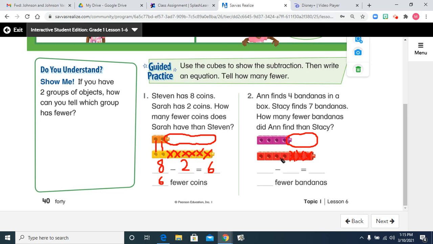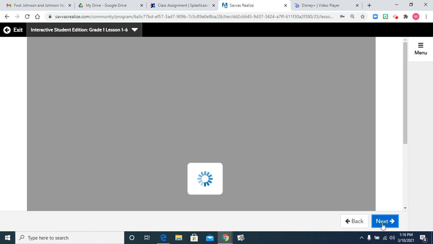All right, so let's do the equation. The biggest number, Stacy's bananas, which is 7, minus Anne's 4 bananas, equals, we can see the difference here is 3. So how many fewer bananas does Anne have? She has 3 fewer. Okay, we'll look at the next page.